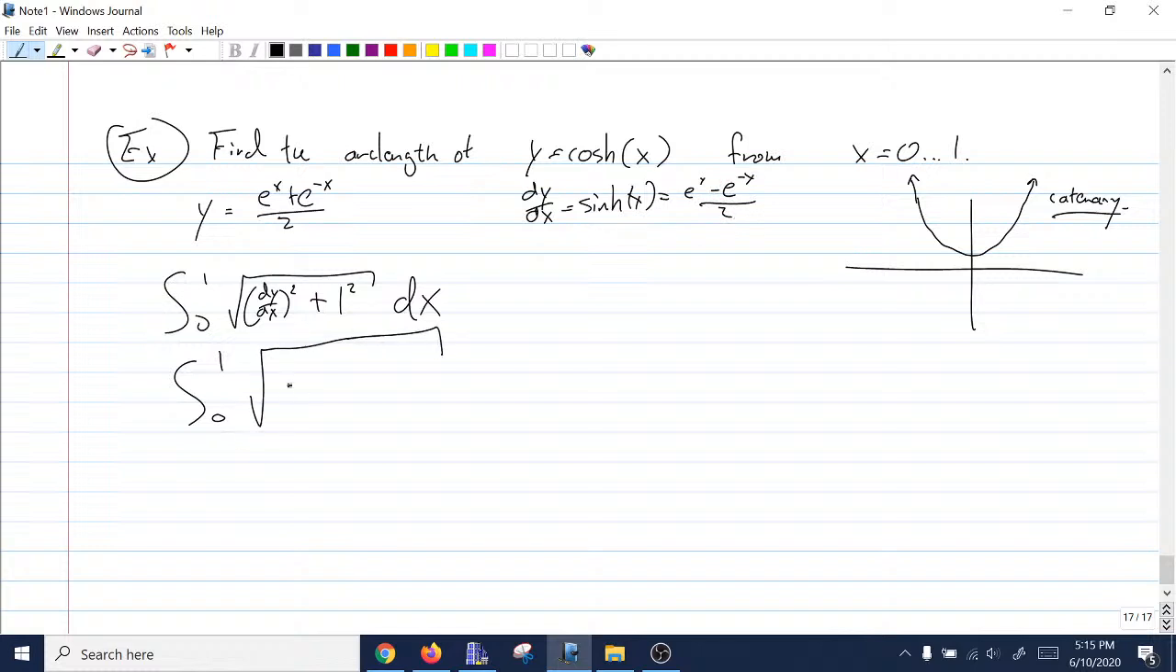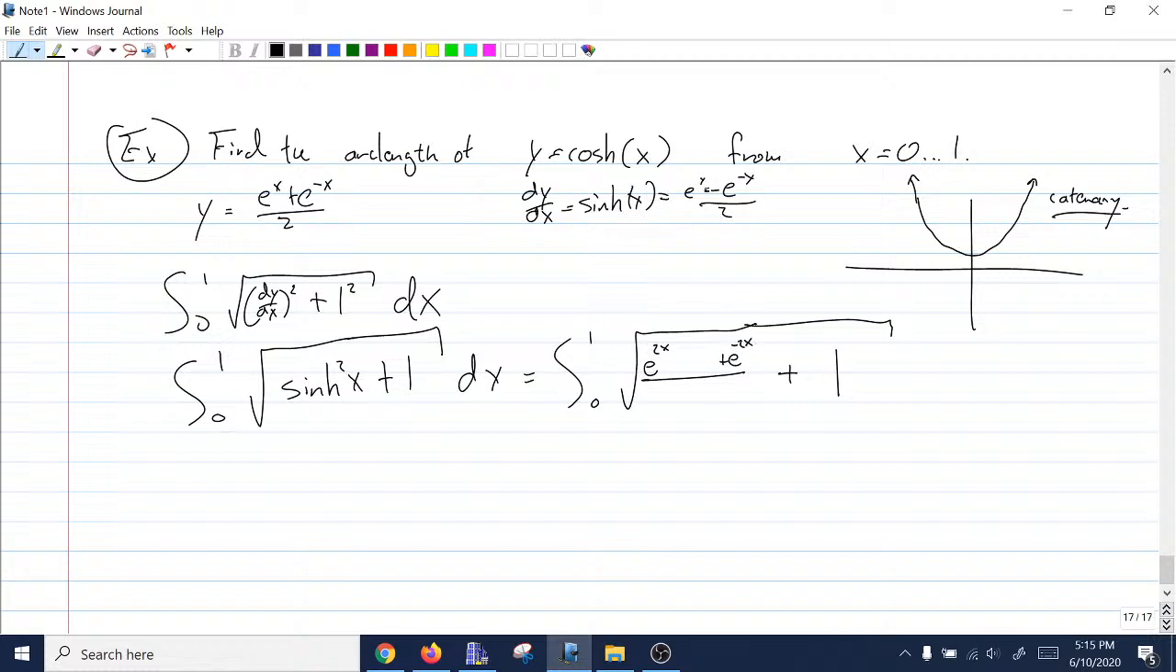So I want to integrate the square root of sinh squared plus 1. If I FOIL out the sinh squared, e to the x squared is e to the 2x, that thing squared is e to the negative 2x, and the cross term will be e to the x times e to the negative x, which is 1. So I have a minus 1/2 buried inside here as a middle term. When I add 1 to it, that minus 1/2 becomes a plus 1/2.